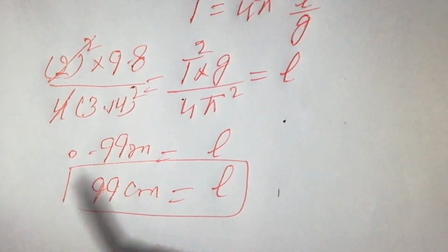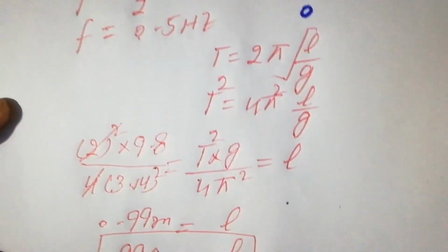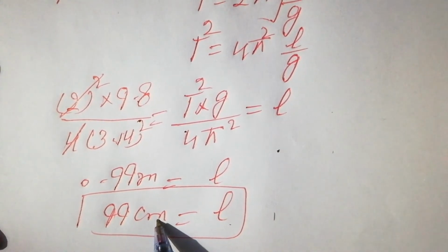A pendulum whose time period is 2 seconds, frequency is 0.5 hertz and length is 99 centimeter, it is called a second pendulum.